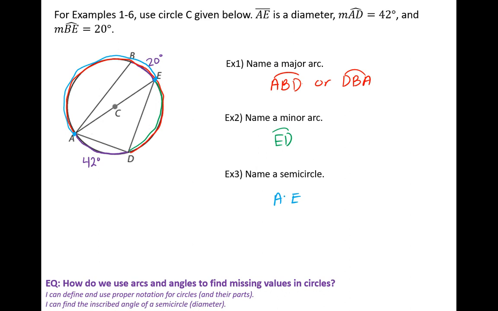And to name that, my middle letter, I have to use B. So A, B, E, semicircle ABE. All right, let's continue forward.